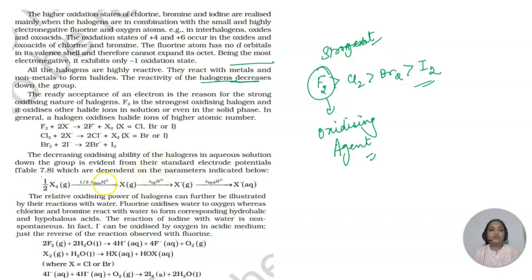Also we have studied about this thing as well. Fluorine also oxidizes water to oxygen, whereas chlorine and bromine will react with water to form hydrohalic and hypohalous acids. Now these products you should know: when fluorine reacts with water, you will get oxygen gas. And if other halogens react, you will get the hydrohalic and hypohalous acids. This is what you should know.